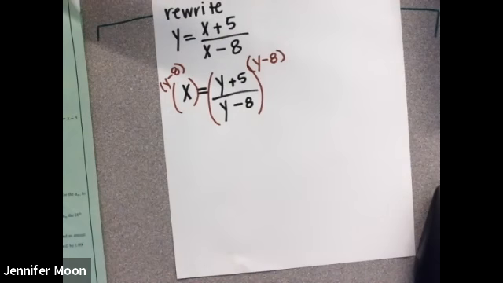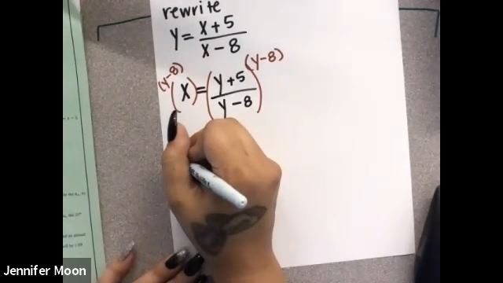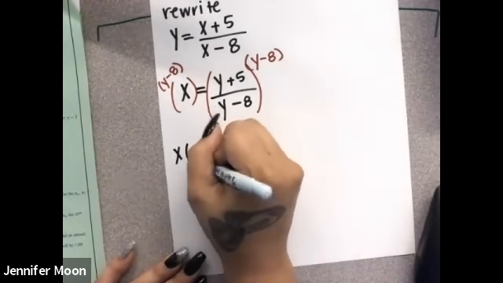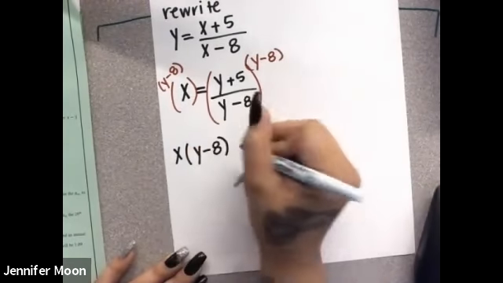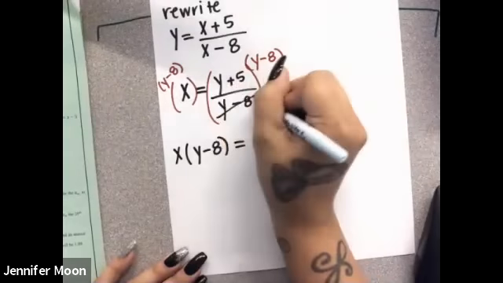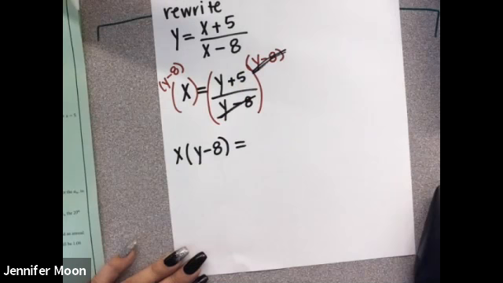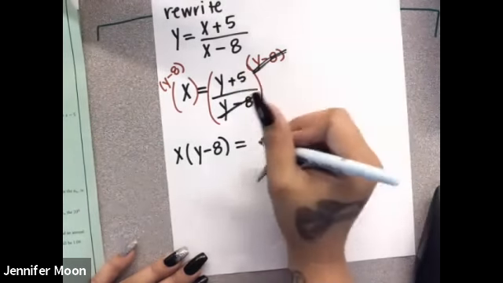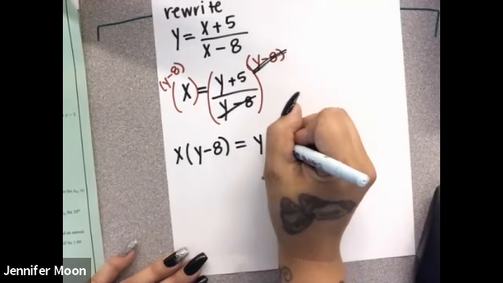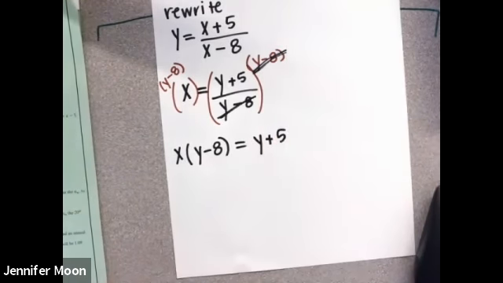Okay, so on the left-hand side, I have x times what's in the parentheses. So I'm just going to write x in parentheses, y minus 8, close parentheses, equal. Do you notice how those cancel? Which is the reason why I multiplied by the denominator, so it would cancel, because that's what happens. So what I have on the left-hand side is just y plus 5.